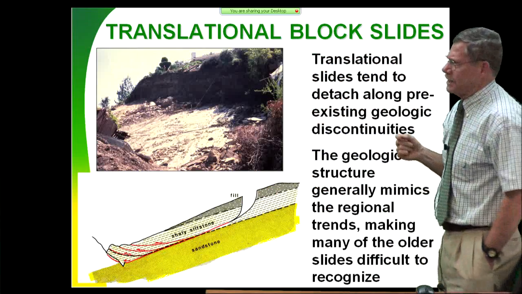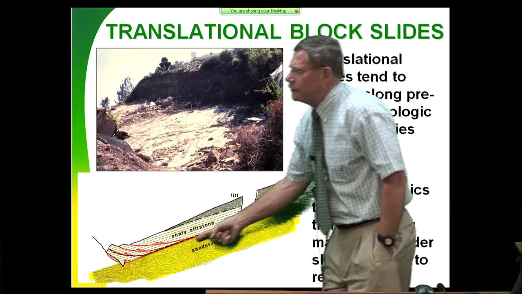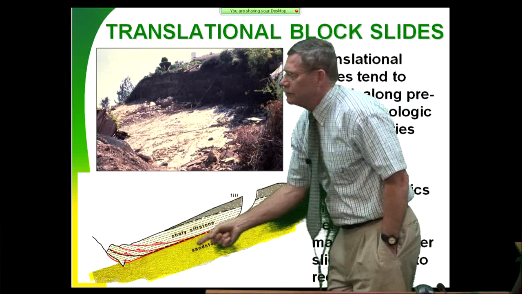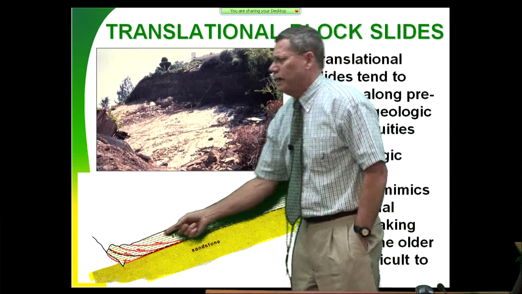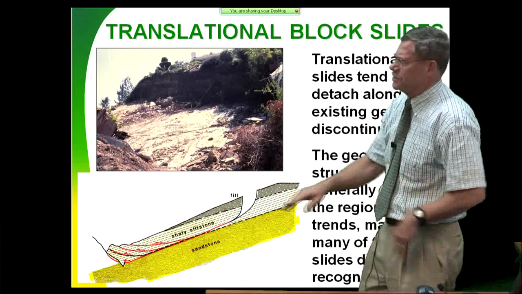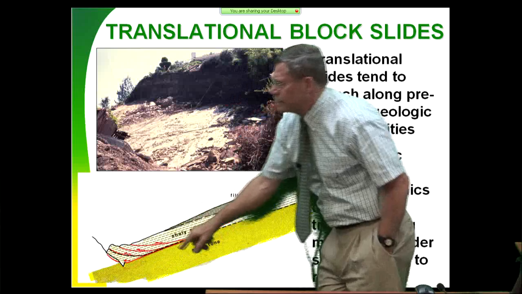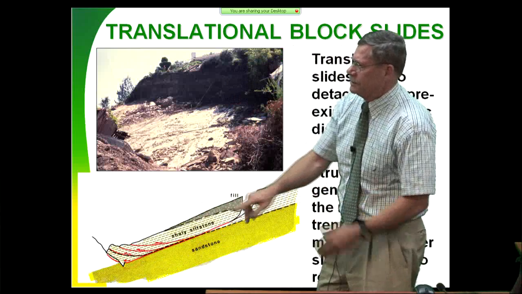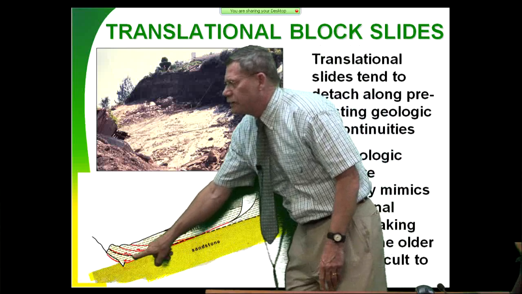Translational block slides can be very problematic because of strain incompatibilities between different materials. You have one material that's mushier with a lower modulus, can take a lot more deformation. You put it next to something that's brittle, and the brittle material can't go along for the ride. So rupture occurs right at the brittle, soft interface.